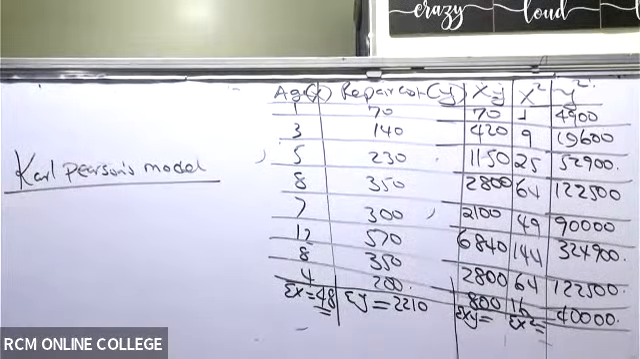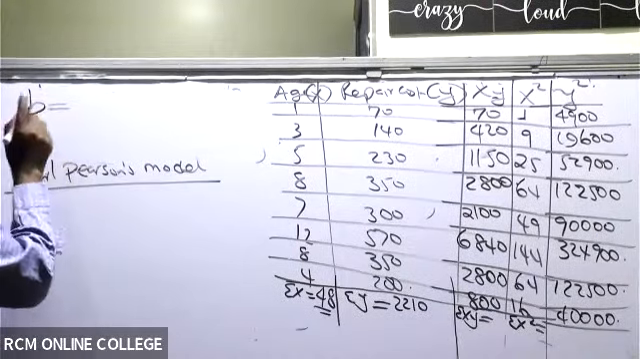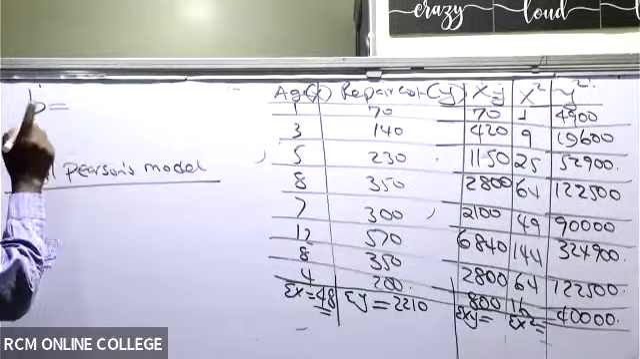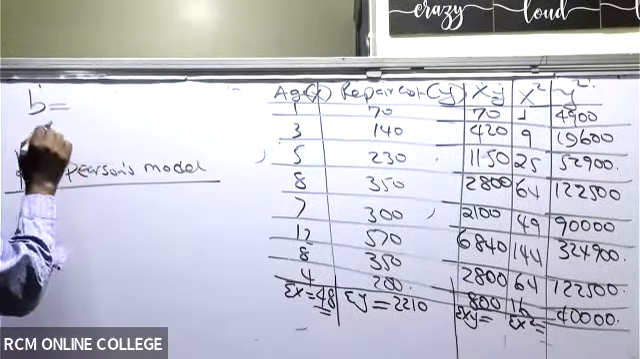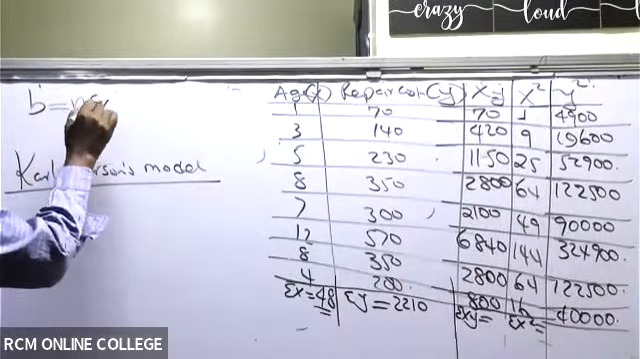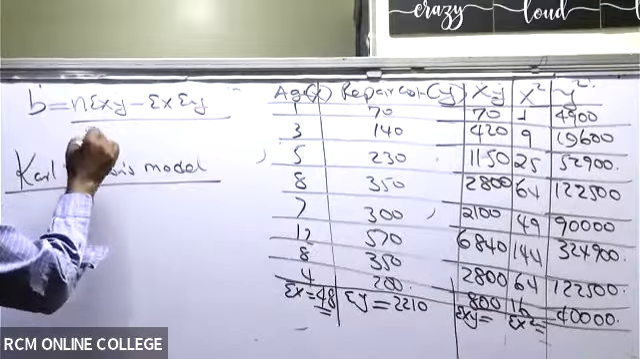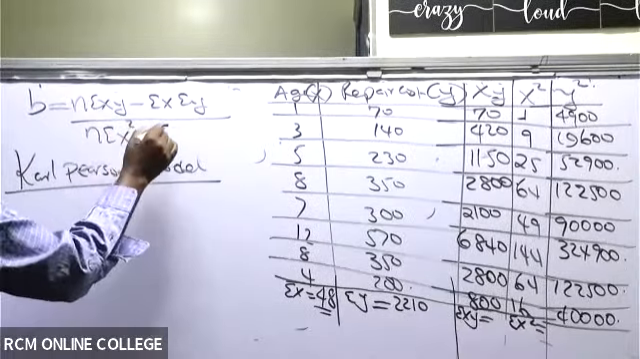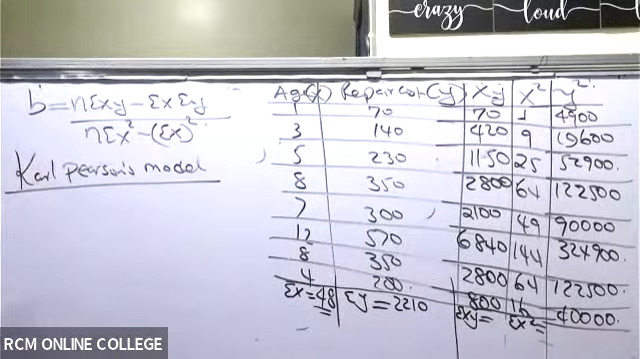The person who taught me this told me that for you to be able to remember the Karl-Pearson's, always start by remembering the formula of B. When you remember the formula of B, then the Karl-Pearson's correlation model will be very easy. To get B, we normally take n summations of x, y, minus sum of x, sum of y, all over n sum of x squared minus sum of x, all squared. That is the formula for getting B.